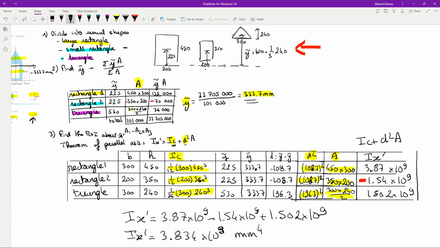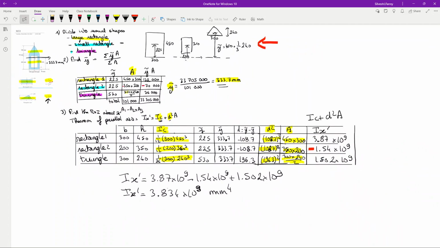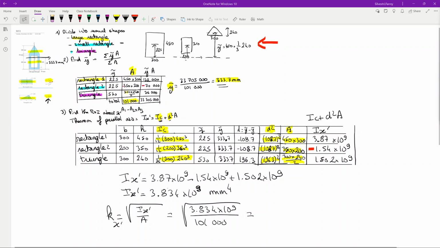And that's it. If you want to find the radius of gyration in your homework, you need to find the radius. So k about x prime will be the square root of the I x prime divided by A. So that will be 3.834 times 10 to the 9 divided by this area there. Oh, I don't have the value. Let me find it. So the square root of this divided by the total area. Here we go: 194.8 millimeter.